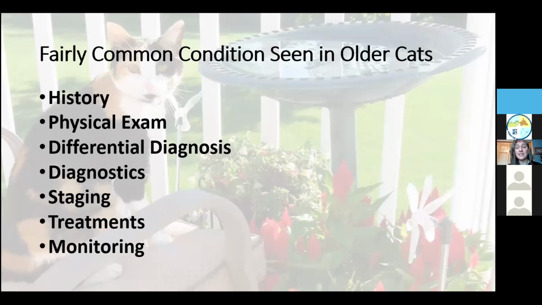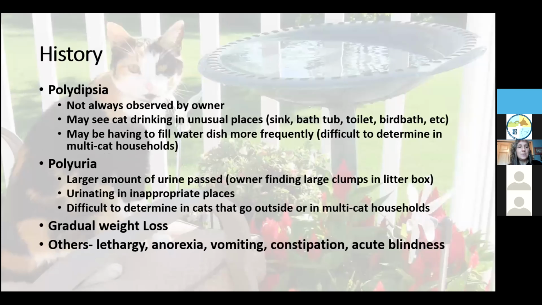We will look at that staging, what determines the stage and a substage of chronic kidney disease, and the particular values within each stage and substage, and how that relates to prognosis. And then we'll look at treatments, what treatments are available depending on the stage or substage of chronic kidney disease and the preferred order of those treatments, and then end up with monitoring on these patients. So we'll start with history.